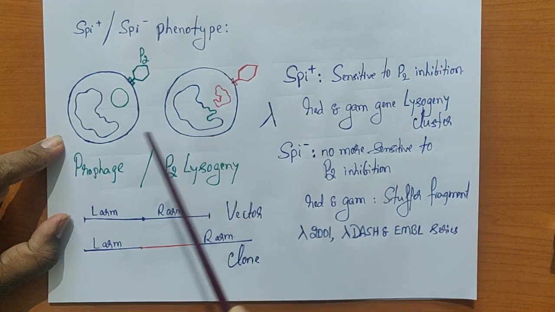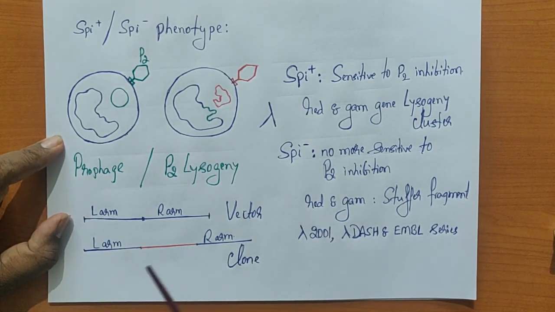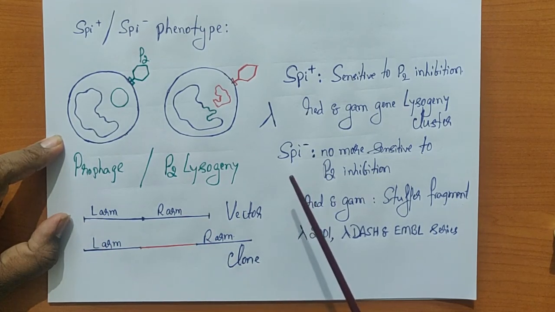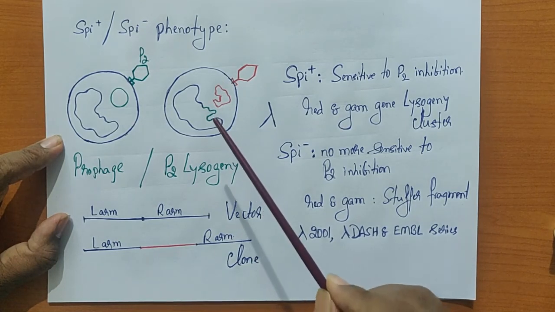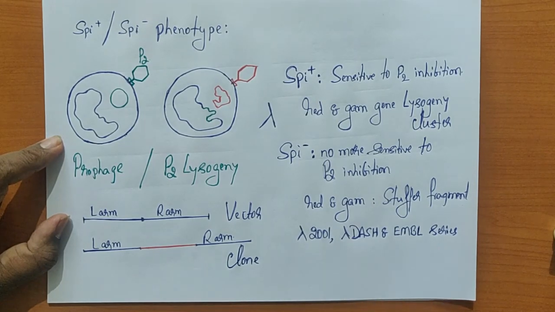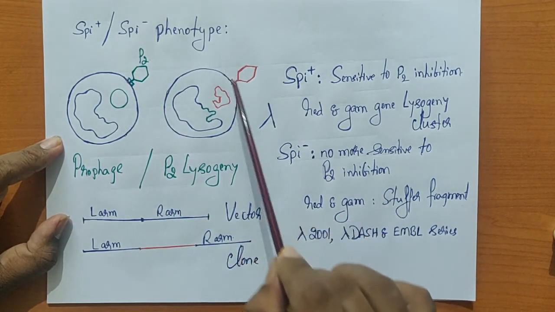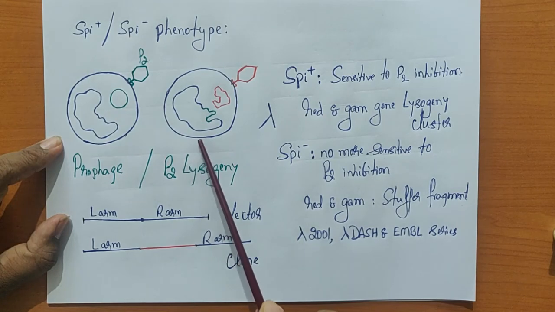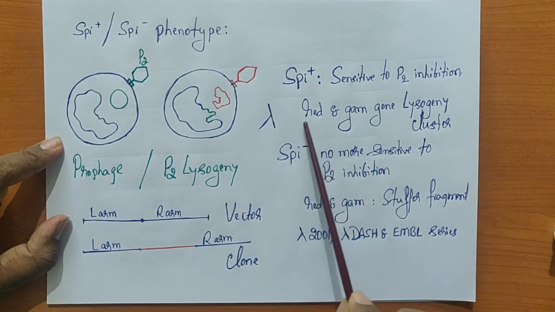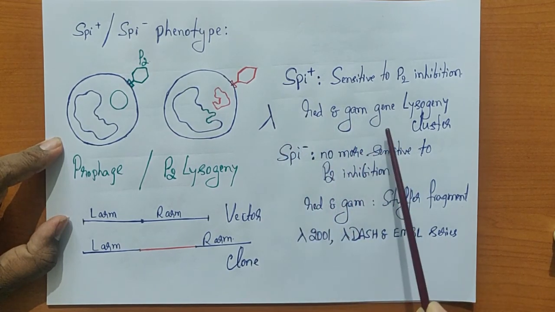So now we have discussed that we have the Charon type of vectors, and the lambda GT10 vectors, where in the case of Charon they have used lacZ DNA, and in the lambda GT10 series we have used the cI repressor gene. Then we have this series, the lambda 2001, lambda dash, EMBL series. It is based on the SPI plus and SPI minus phenotype. Here the host happens to be the P2 lysogeny host, and the selection is through the incorporation of the red and gam gene in the stuffer fragment.